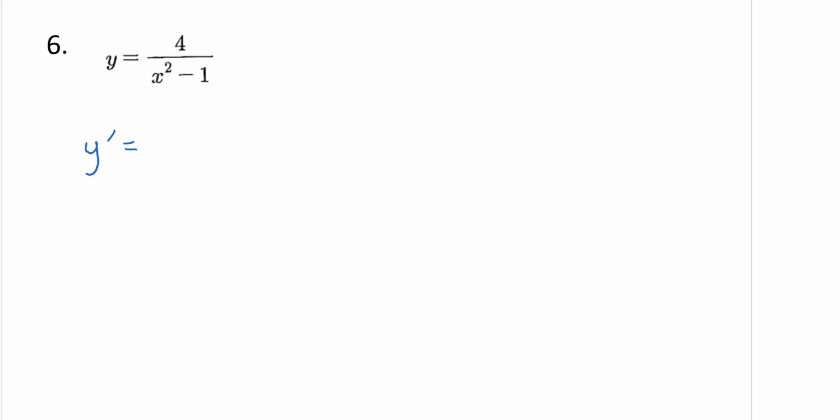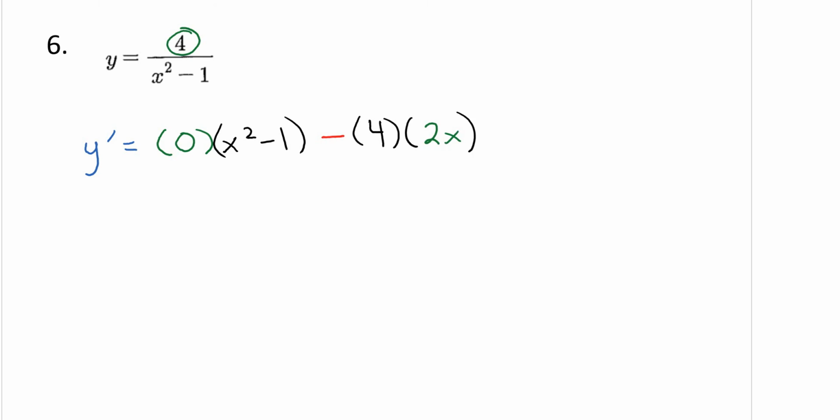The quotient rule states that you take the derivative of the numerator. The derivative of the numerator is 0, and then you multiply it by the denominator, which is x squared minus 1. Then the quotient rule states that you need a minus sign, and then you multiply the top times the derivative of the bottom, and the derivative of the bottom is just 2x, all divided by the denominator squared, so x squared minus 1 all to the power of 2.